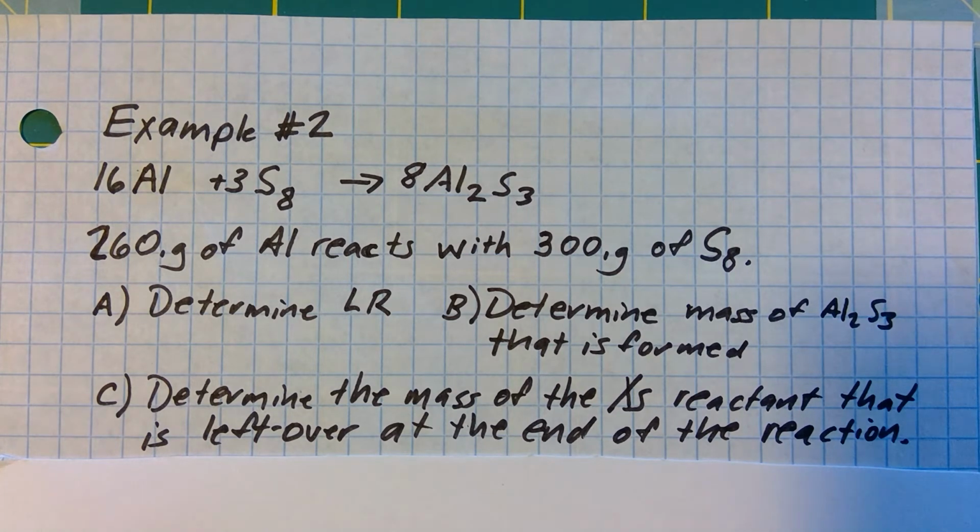I'm asking to determine the limiting reactant, determine the mass of the aluminum sulfide that's formed, and then I'm adding the extra question. And that is determining the mass of the excess reactant that's left over at the end of the reaction. Yes, I know it's kind of worded vaguely, but that's so as not to give away the identity of the excess reactant from the start. So, a little pause so that you can see what you could do with working on your own, and then we will work it all together.